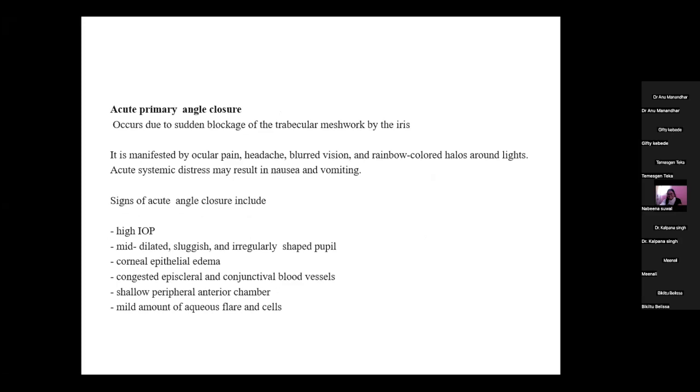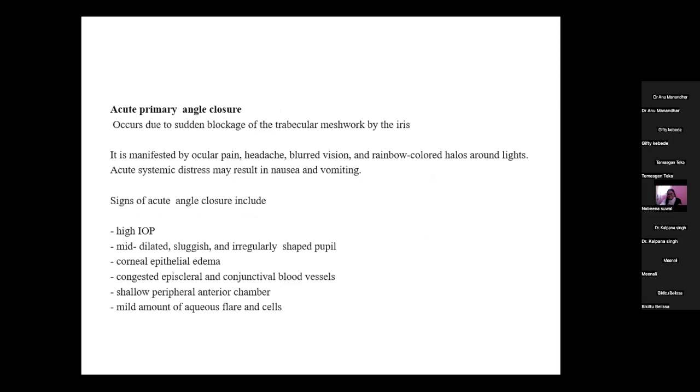Acute primary angle closure. In acute form, there is sudden blockage of the trabecular meshwork by the iris, and it is manifested by ocular pain, headache, blurred vision, rainbow-colored halos around the lights, and the patient may complain of nausea and vomiting.